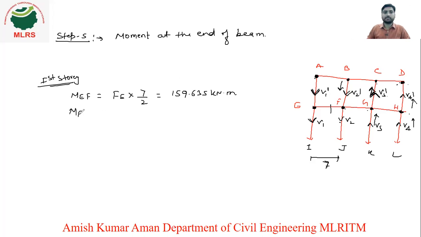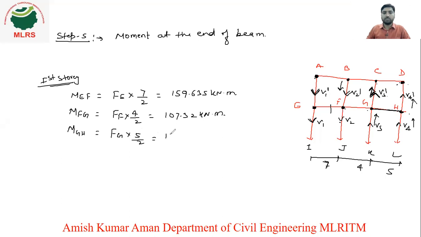Similarly, we will go for the second, that is FG. So MFG, the first is F. So FF into the distance; from here to here the distance is 4, and from here to here the distance is 5. So it will be 4 by 2. If you calculate, you will get 107.32 kilonewton meter. Now the third one is GH. So MGH, the moment in the GH member, will be shear in G into the distance, 5 upon 2. If you calculate, you will get 100.57 kilonewton meter.